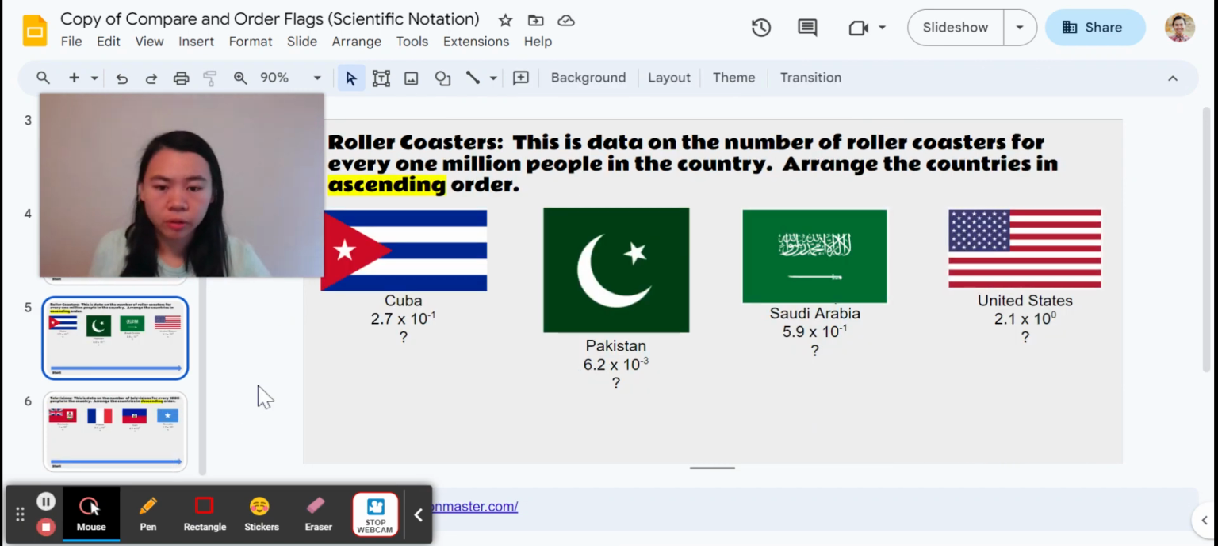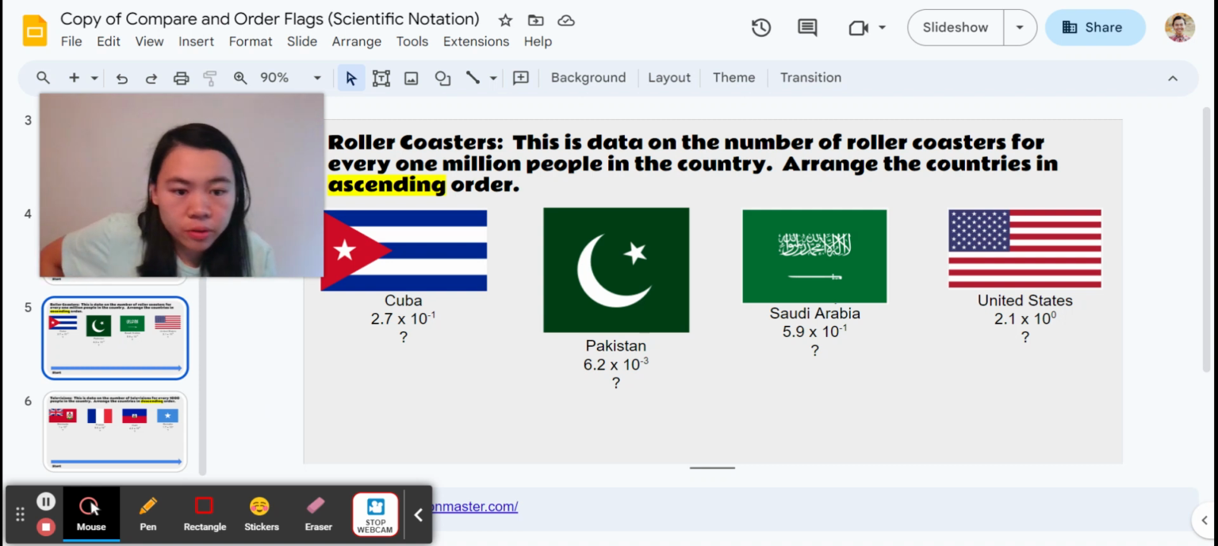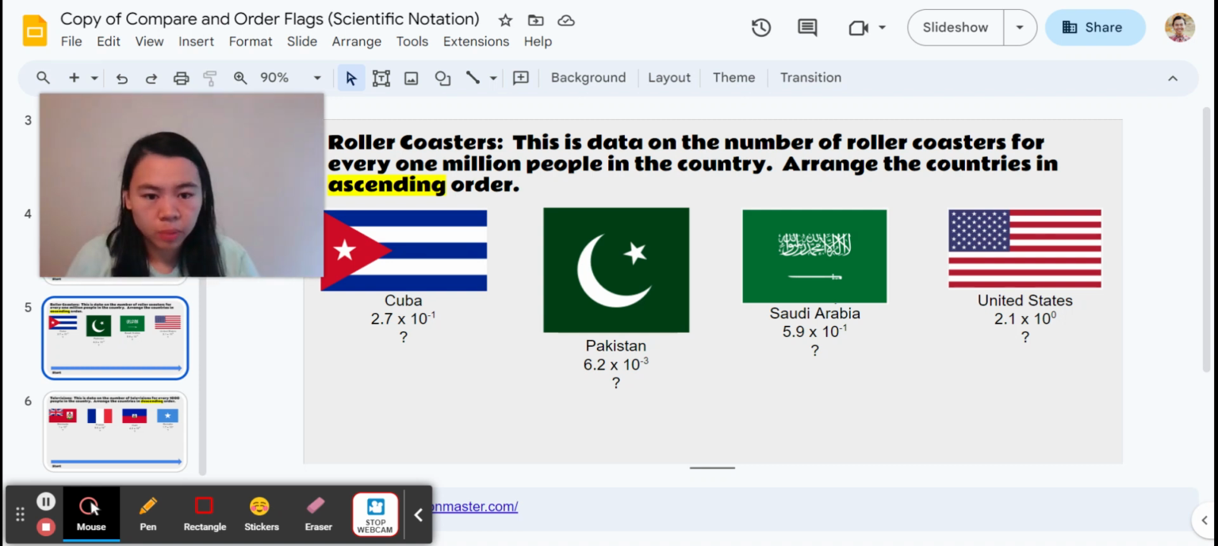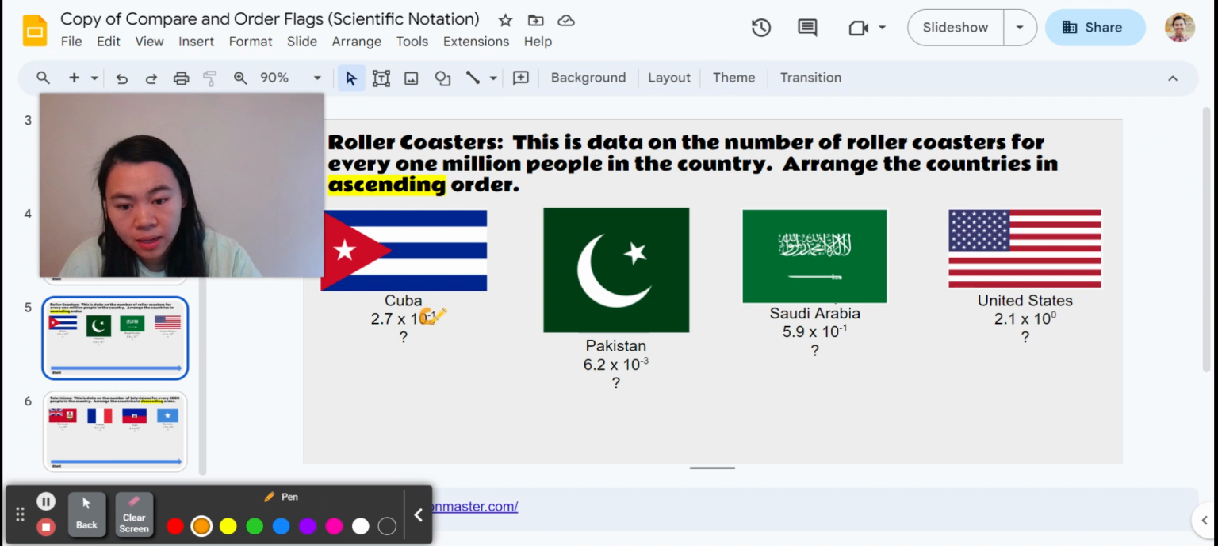Slide 5, roller coasters. This data is on the number of roller coasters for every 1 million people in the country. Arrange the countries in ascending order, so least to greatest going up. This time you can see that our exponents have some negative numbers. And remember that the more negative a number, the smaller it is.